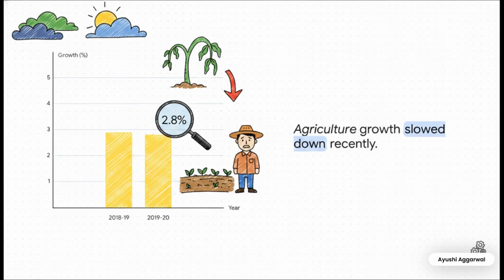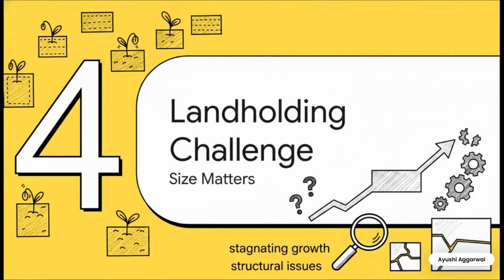Now, while it's a slight dip, it's a critical piece of data to use when you're asked to evaluate recent sector performance. It reflects a certain stagnation that desperately needs policy intervention. Which brings us to Section 4, the land holding challenge, because in farming, size definitely matters.